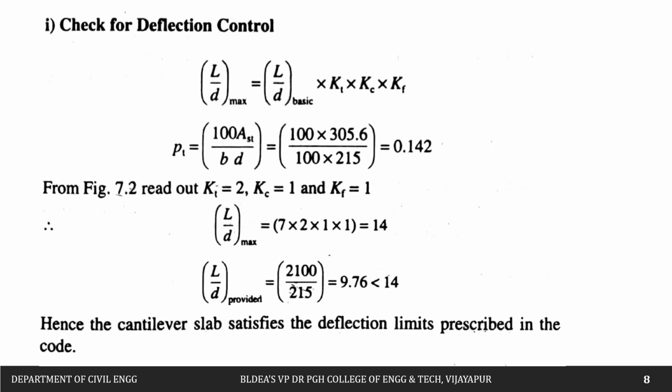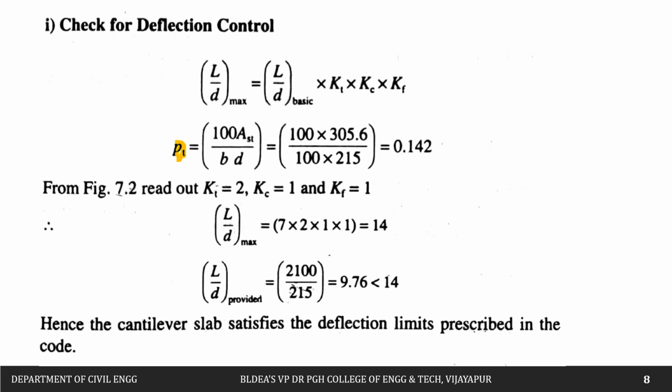Then next we have to check for deflection. So L by D maximum is equal to L by D basic multiplied by KT, KC and KF. KC is for compression reinforcement and KF is for flange section, and KT is for tension reinforcement, which we have to calculate. KC and KF will be 1 and 1, and KT has to be calculated.